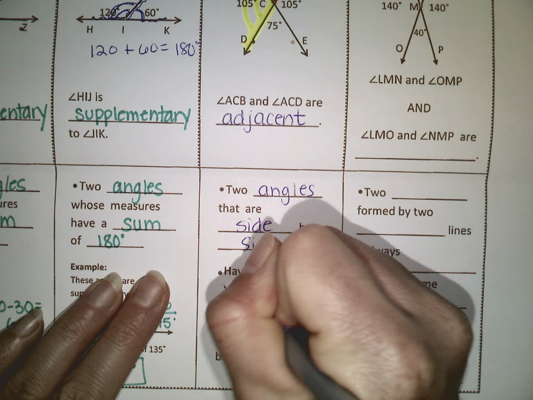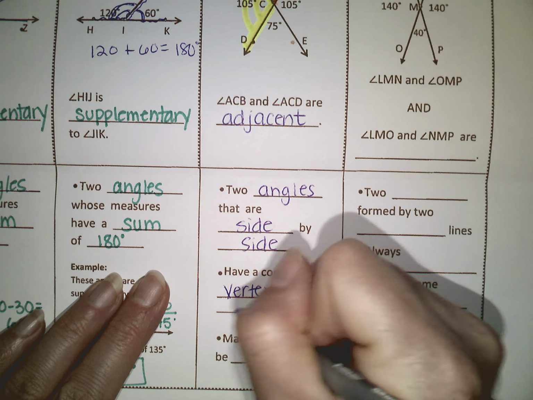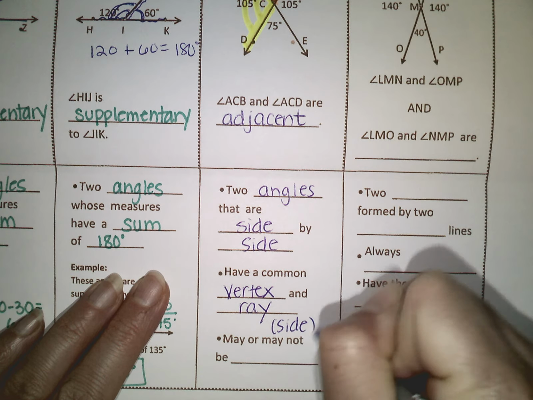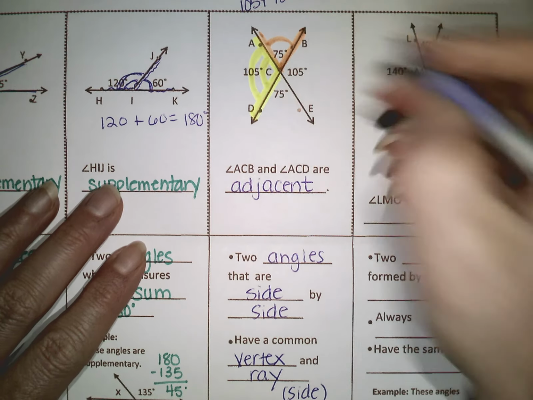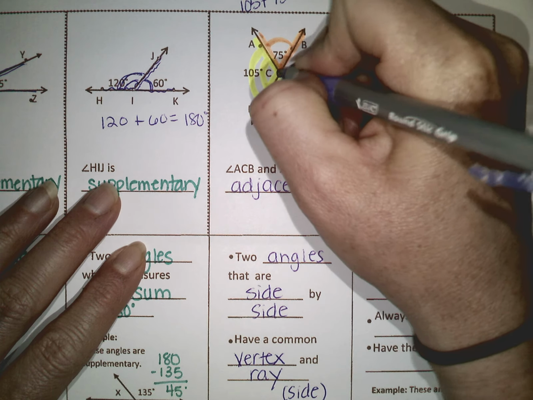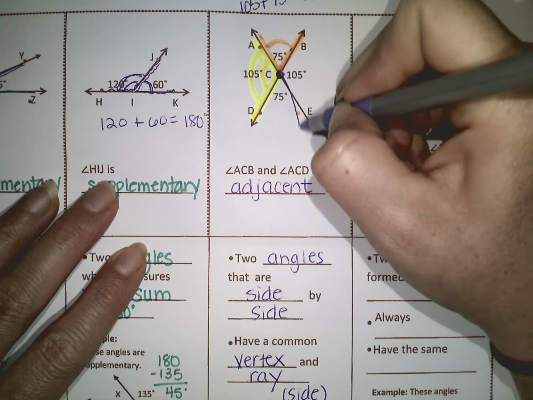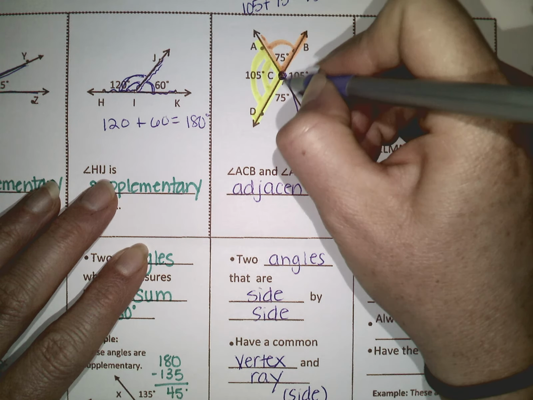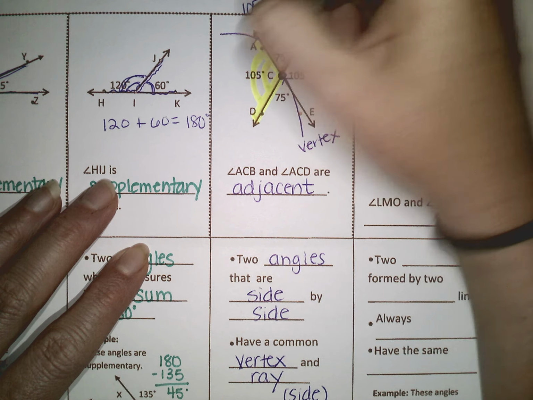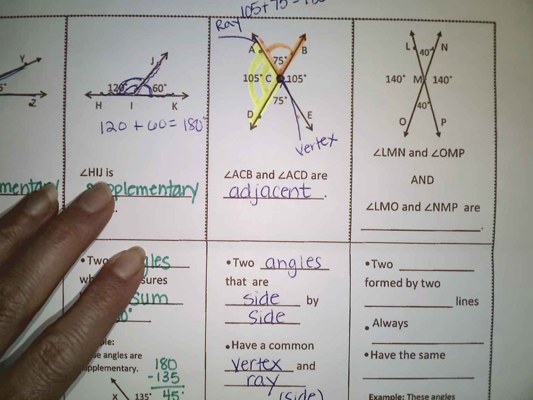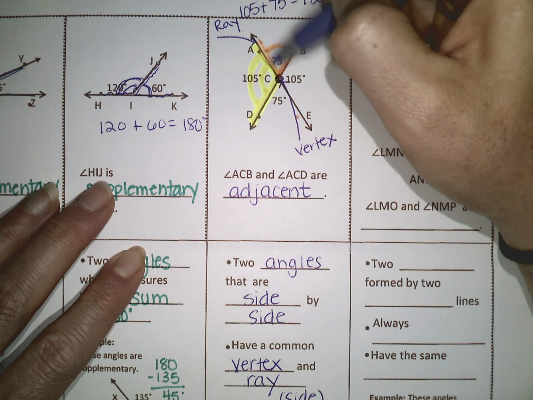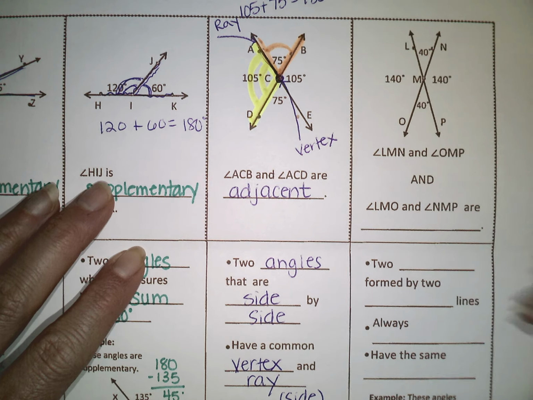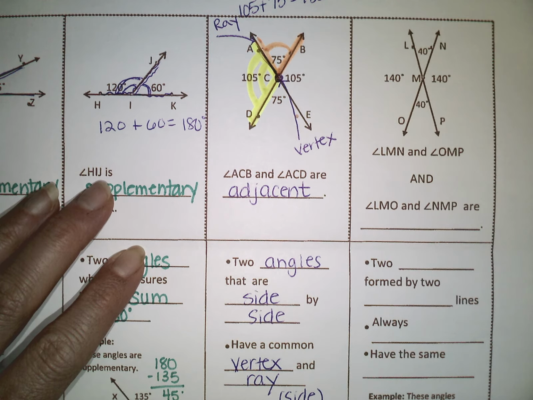They have a common vertex and ray, which is a common side. So let's label up here. Our vertex is right here in the middle. That is called a vertex. And this right here is that common ray, ray AC. If you look at how I labeled that, AC is that common ray, that common side that these two have in common.